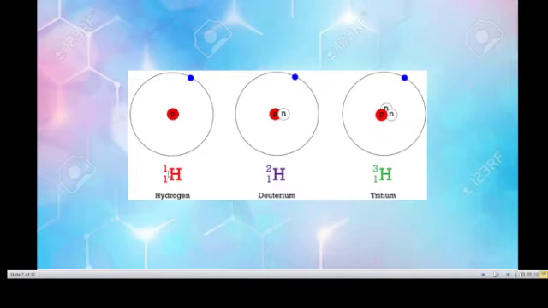Here atomic number 1, mass 1. Atomic number 1, mass 2. Atomic number 1, mass 3. Here only one proton. Here one proton and one neutron. Here one proton and two neutrons.